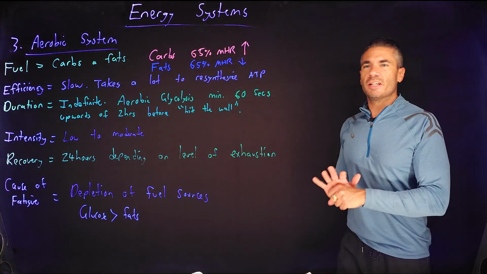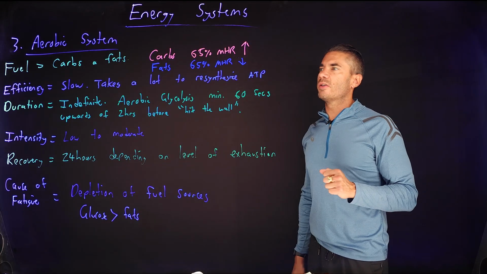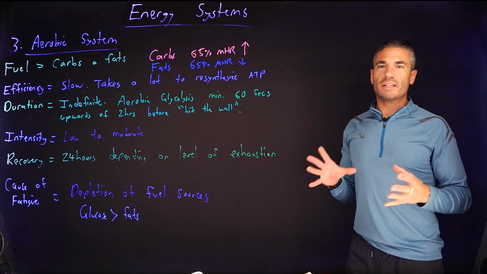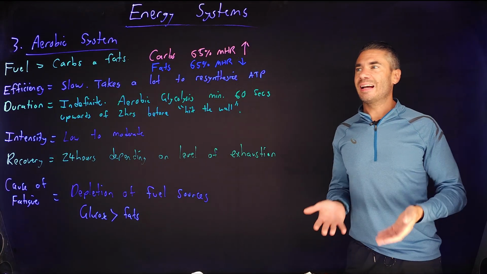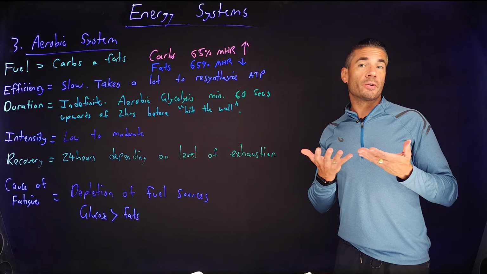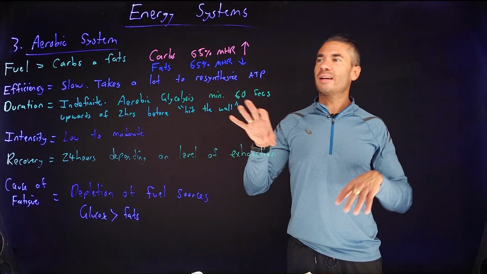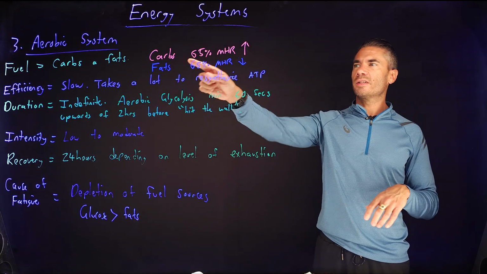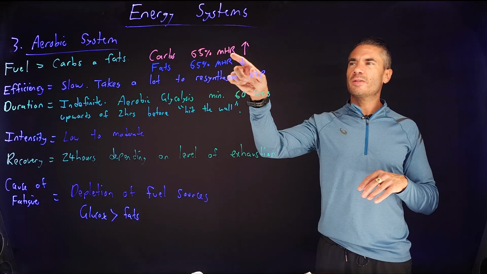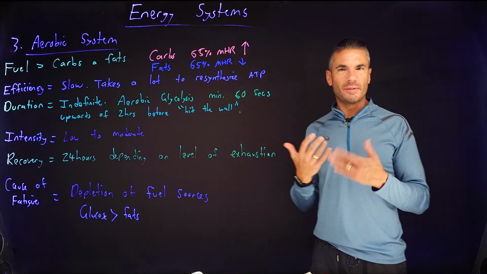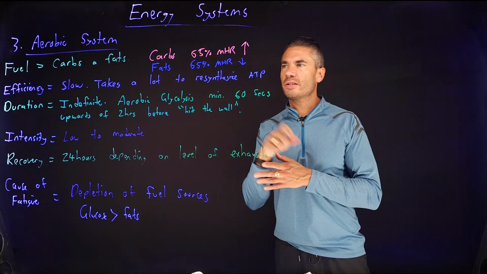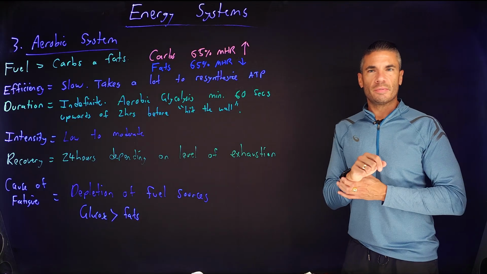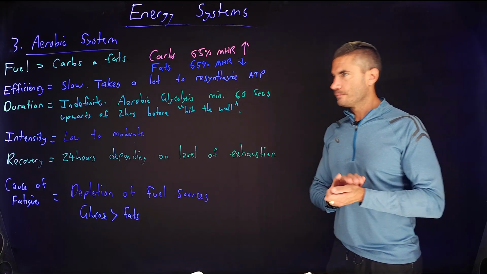All right, so our particulars for the aerobic system. We know that our source of fuel is that we're mainly going to be using carbohydrates at our moderate intensity activities, and we're mainly going to be using fats at our lower intensity activities. So I've got this rough 65% of our maximum heart rate and above is going to be predominantly carbohydrates, and 65% and below is going to be predominantly lipids.